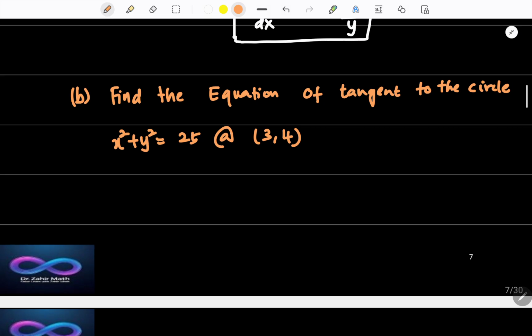This is the next question, which is B question. First of all, you should remember the formula for the equation of a tangent. Let me give you the formula, which you already studied in the prep here, but I will give it again.